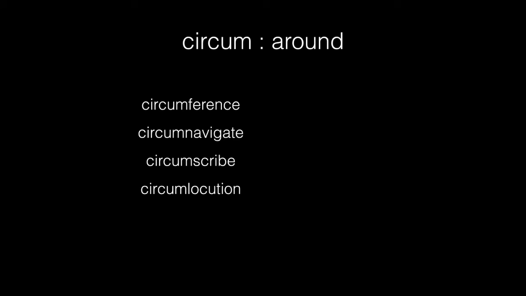Circumlocution. The root here is loqui. Circum, around, loqui, speech. Circumlocution, therefore, is to talk in a roundabout manner, in that you are not being direct, you are talking circularly. You're beating around the bush. Circumlocution, therefore, means to be indirect and not get to the point.